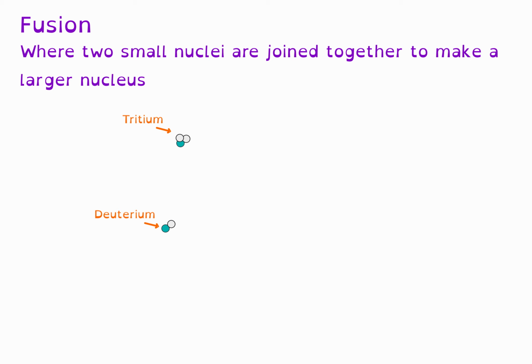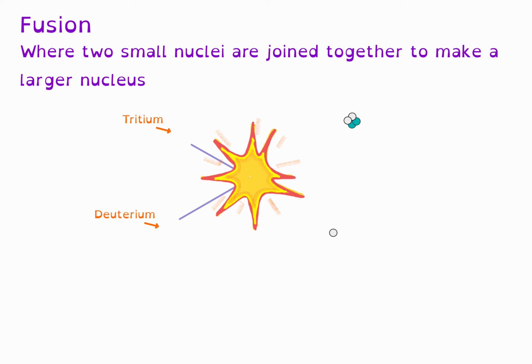As each nucleus has a positive charge due to the positive protons, they repel each other. To get them to join, they have to be travelling towards each other at high speeds. When they're close enough, a force holds the protons and neutrons together to form a new, larger nucleus with 2 protons. This is helium.